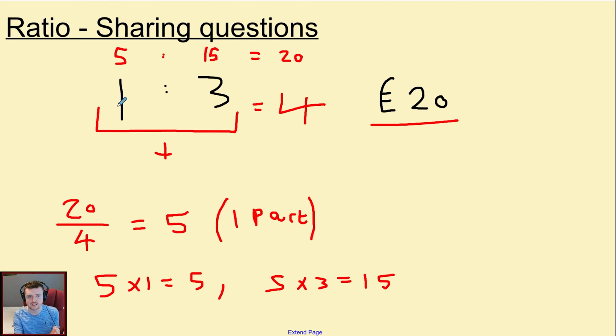You add up the parts together, you divide the money by the amount of parts you've got to work out the size of one part, and then multiply that size back out into the ratio to get the correct figures, in this case 5 and 15. Okay, so here's another question. We're going to talk about this one as well, and then we've got one for you to do.